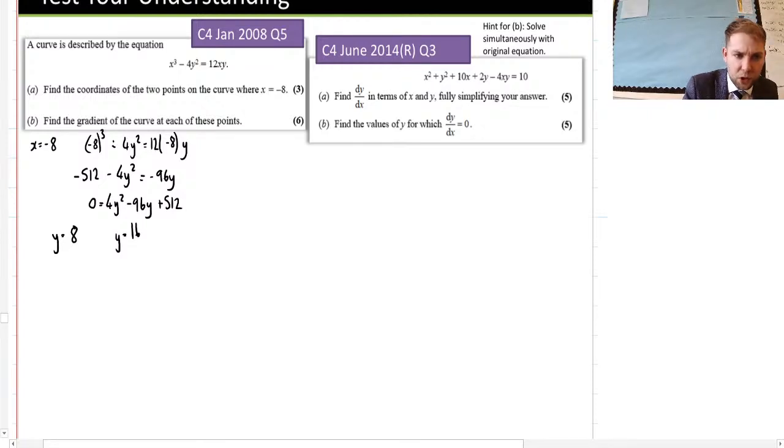Find the gradient of the curve at each of these points. So next thing I need to do is to differentiate this and then sub in my 2 points, which are going to be, well, because x is equal to -8, my first point is going to be -8, 8, and my next point is going to be -8, 16.